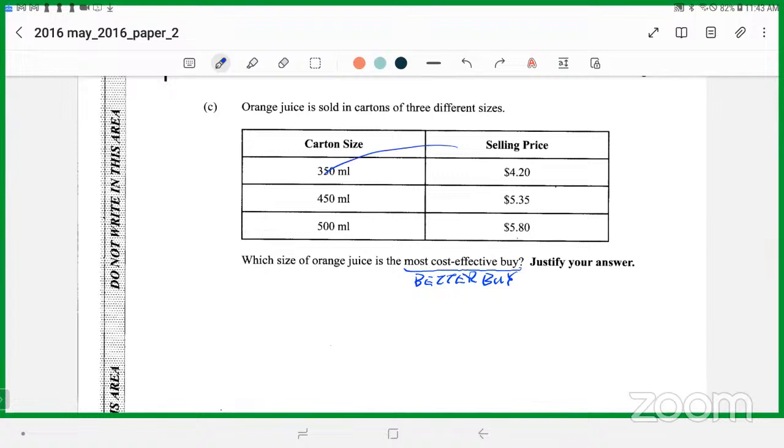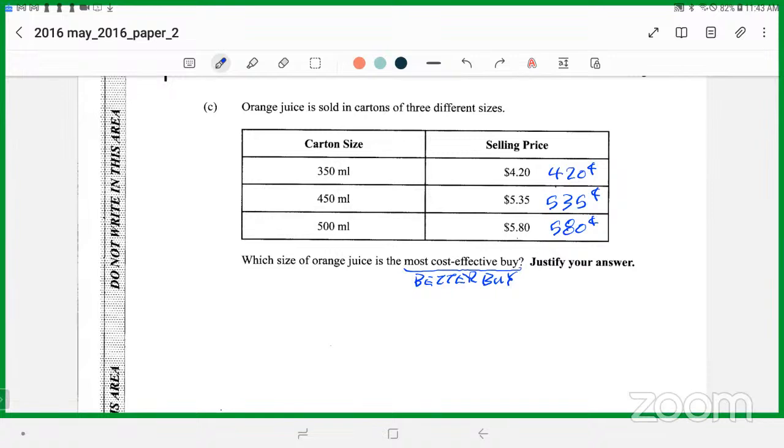All right, and we can actually show the calculation right here. Because we're going to be dividing this small number by this larger number, putting the money on top of the fraction, it's better to work with cents so that these numbers become comparable in size. So I'm going to work these as 420 cents, 535 cents, and 580 cents. I want to see how many cents I am paying for each milliliter in each carton. And when it says justify your answer, you have to show that calculation.